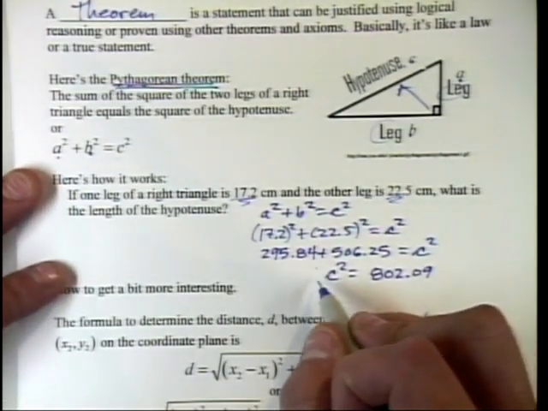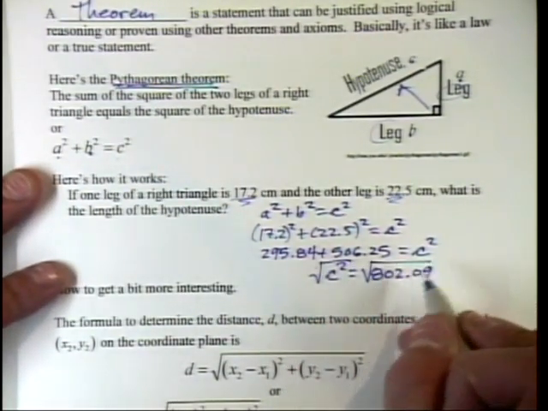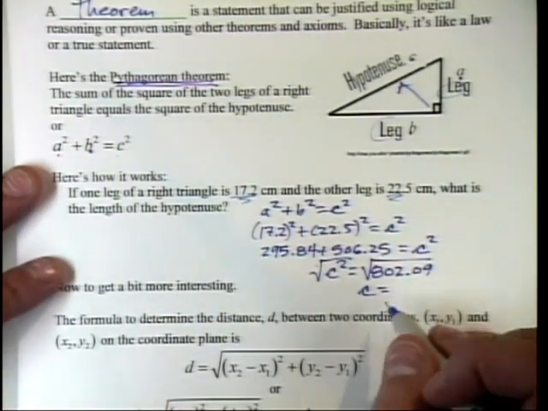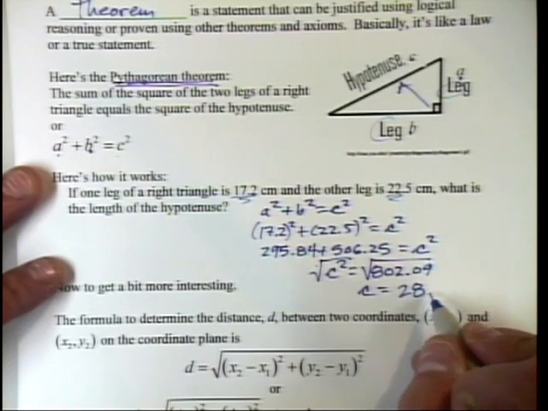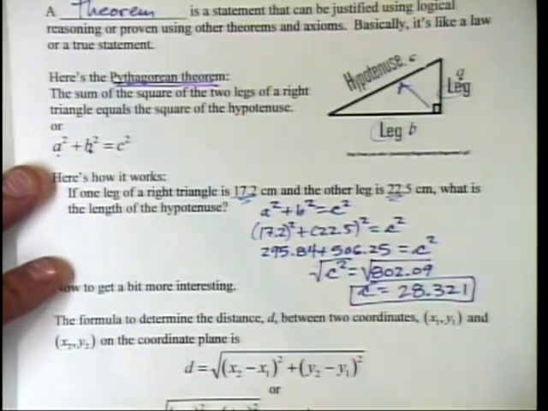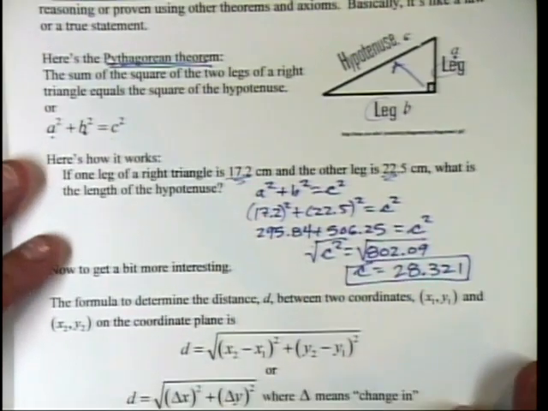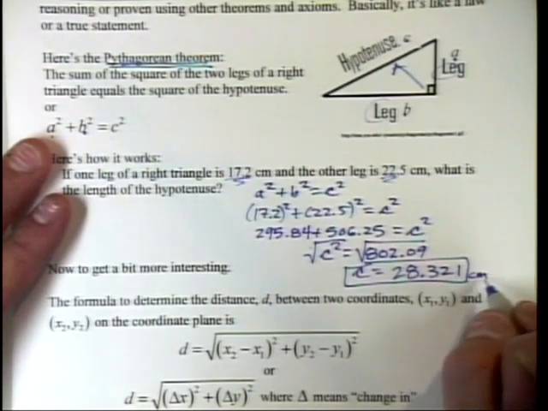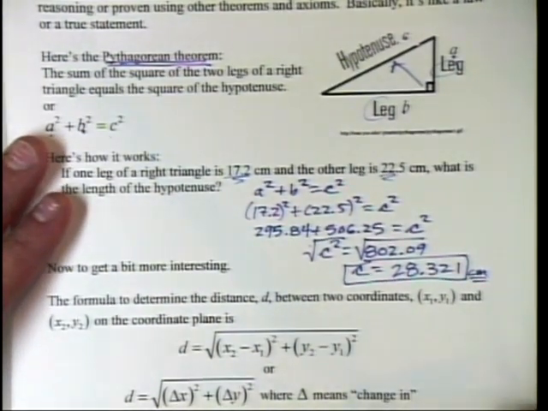Well, I have to undo squaring it, and I do that by taking the square root. Now, usually when you take the square root, you're taught to take plus or minus. But in this case, because we're talking about a length of a triangle, we do not want to talk about a negative length, so we take the positive version. So there you go. So we know right away that the other side is approximately 28.321, and I better put my units. Centimeters, because that's what was given.